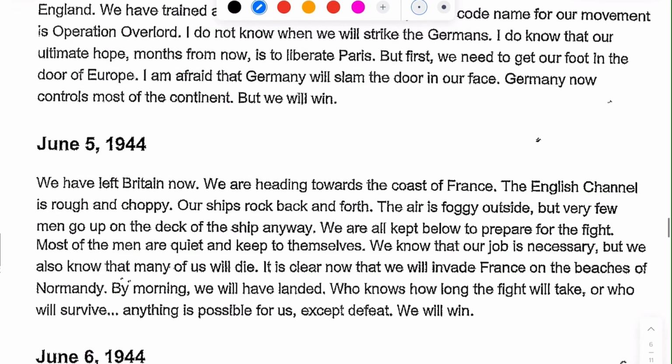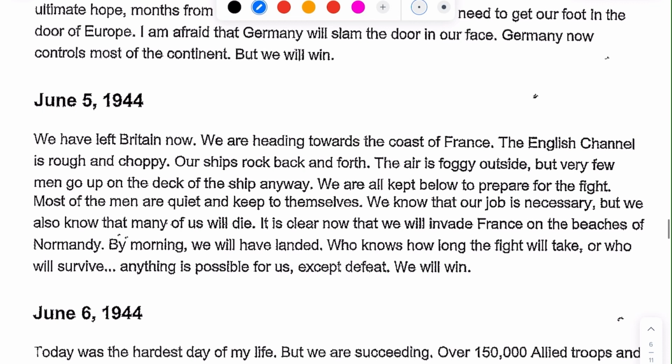Then a couple days later, June 5th, 1944, we have left Britain now. We're heading towards the coast of France. The English Channel is rough and choppy. Our ship rocks back and forth. The air is foggy outside, but very few men go up on the deck of the ship anyway. We're all kept below to prepare for the fight.